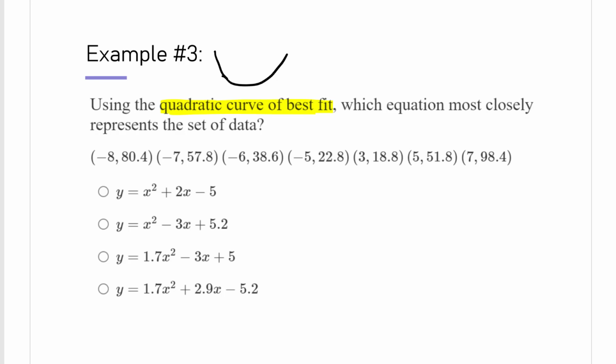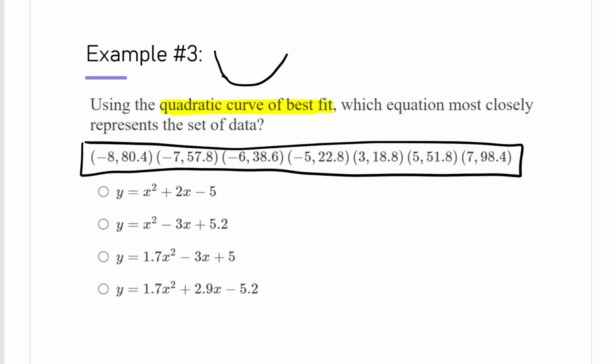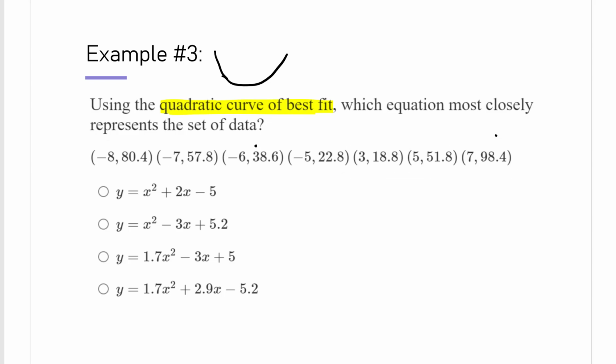All right, so we have points and we need to put it in Desmos. We have 7 points. And we need to type them into Desmos.